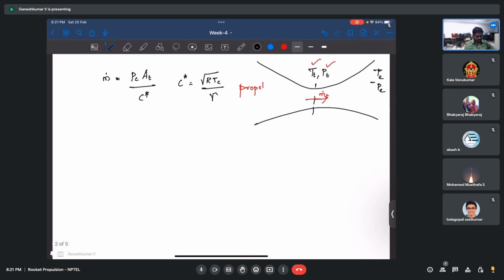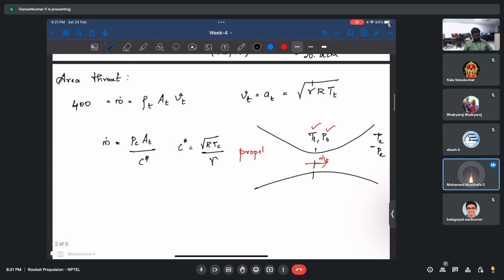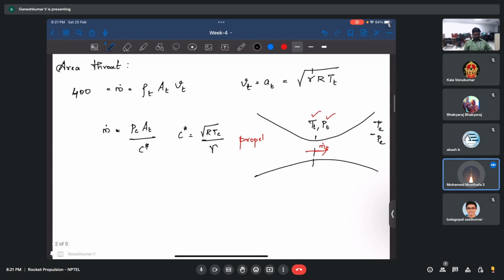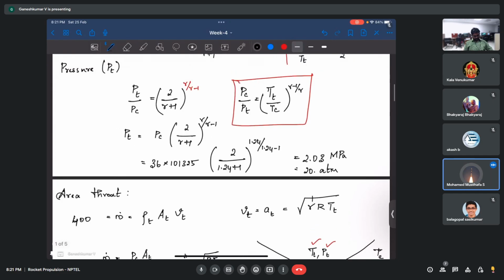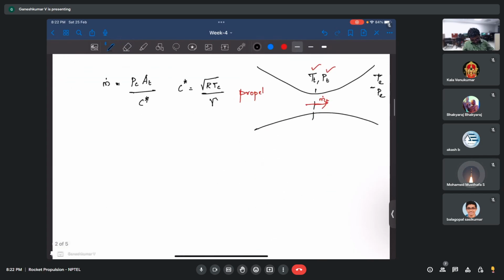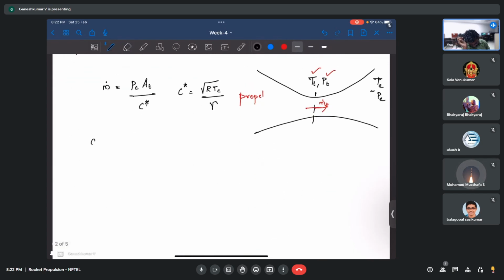Yes, Mohammed, do you have any doubts? Sir, there is an error in PC. We calculated for 36 atm combustion chamber, but in the given problem it's 35. Sir, actually we are getting 1.97 megapascal. Fine, we can stick with megapascal. No problem. So now it's easier to find C star.